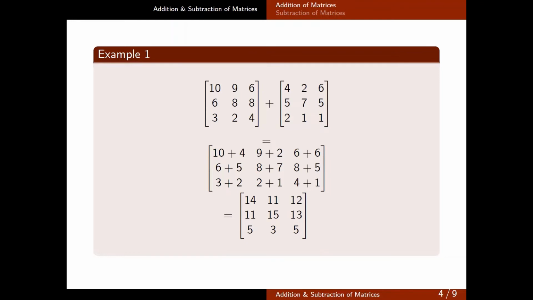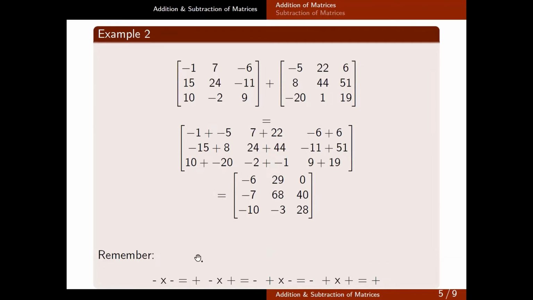So in addition and subtraction, elements in different matrices, you either add or subtract based on their positions. The first element in the first matrix should be added, or maybe subtracted, with the other element in the same position. That's why we are talking of 10 plus 4. This is the first element in the first row, first column, and it's added to the first element in the first row, first column of the other matrix. The same applies to the others. When you do the addition, you're going to get 14, 11, 12, 11, 15, 13, 5, 3, and 5.